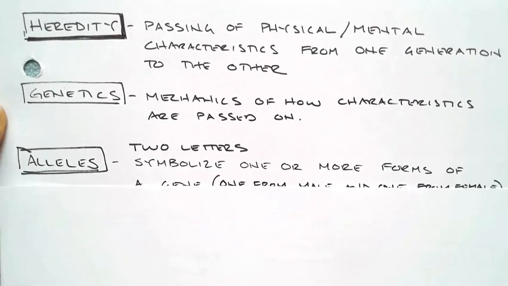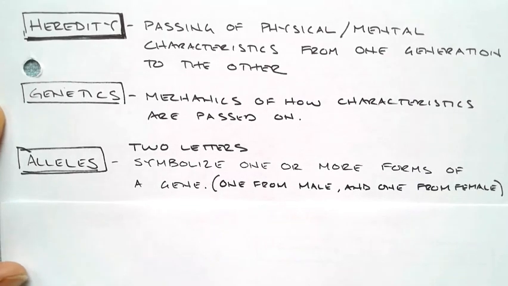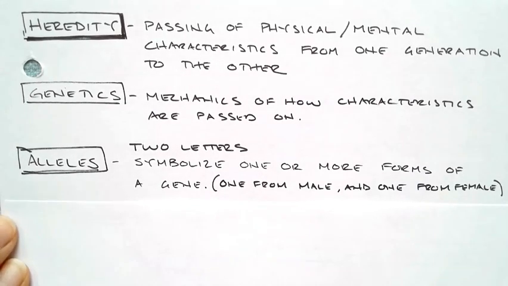To get into the vocabulary, there's something called alleles, A-L-L-E-L-E-S. It's symbolized by two letters. They're either lowercase or uppercase, and they symbolize one or more forms of a gene. Basically, one allele comes from the father and one allele comes from the mother.